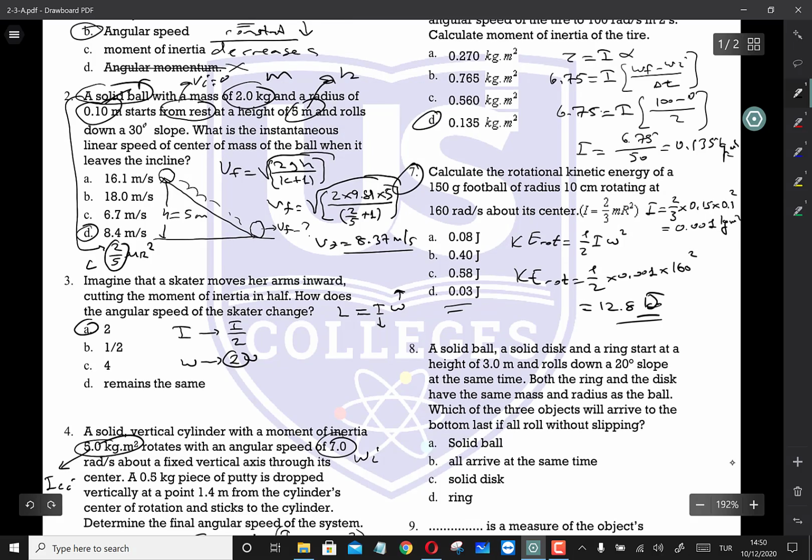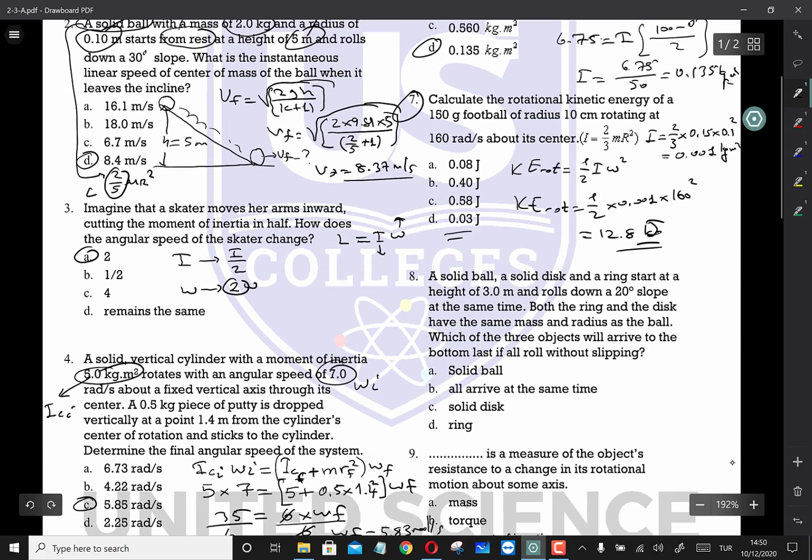So next one: a solid ball, a solid disc and a ring start at a height of 3 meters and roll down a 20 degree slope at the same time. Both the ring and disc have the same mass as the ball. Which of the three objects will arrive at the bottom last if all roll without slipping?